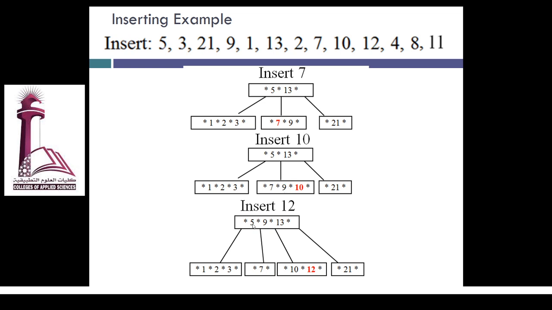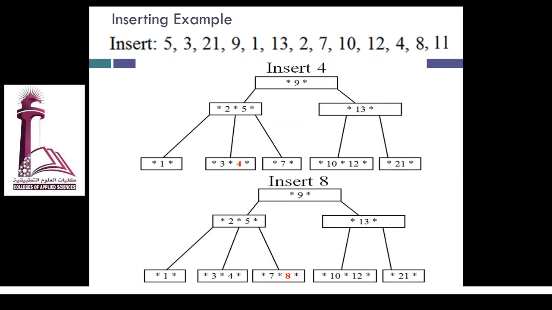So it becomes 5, 9 and then 13. Then 7 will be one child and then 10 will be another child. And along with 10 you can insert 12. So now you can see here 5, 9, 13. So 3 keys are available and it is having 4 children. So 1, 2, 3 is one child and then 7 is one child and then 10, 12 is another child and 21 is another child. So like this you have to insert. Then next we are going to insert 4.